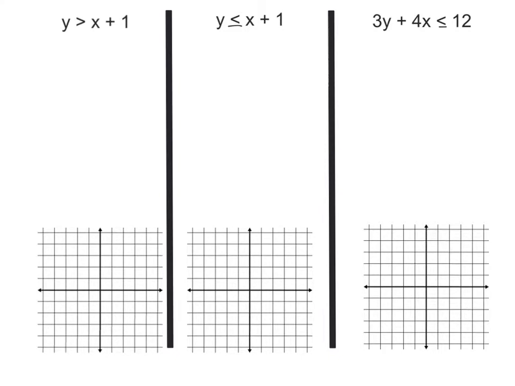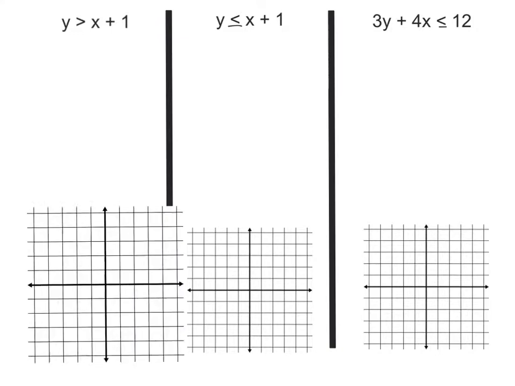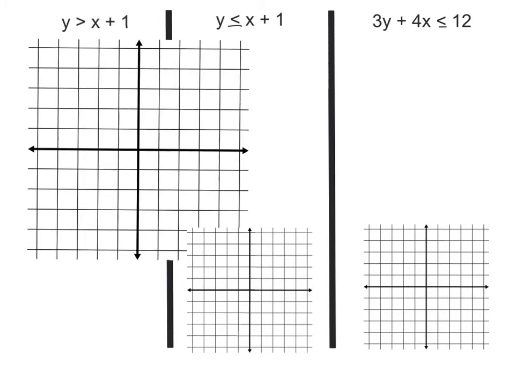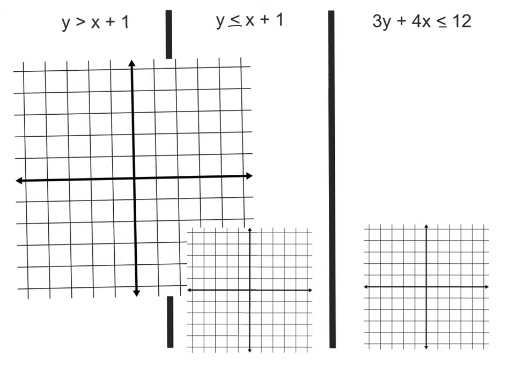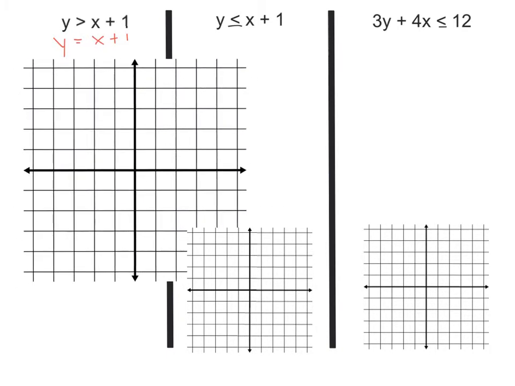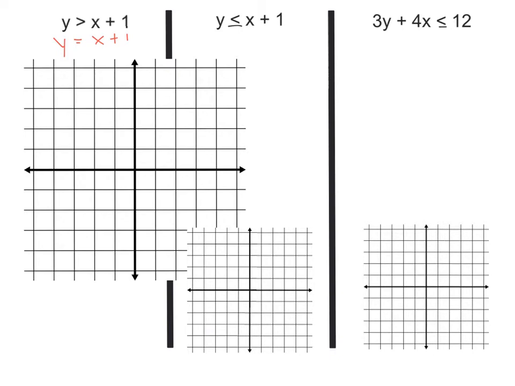So here I've got y is greater than x plus 1. Let me zoom in here. Now we know how to graph the line y equals x plus 1, so what I'm going to do first is just graph that. Y equals x plus 1. On this, I know my slope is 1 and my y-intercept is 1. So I'm going to start at 1, and go up 1 over 1, up 1 over 1, just like that.